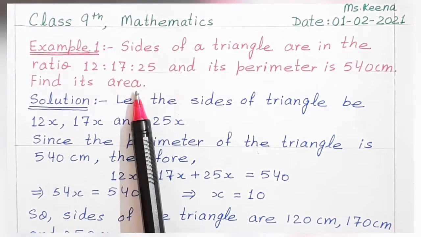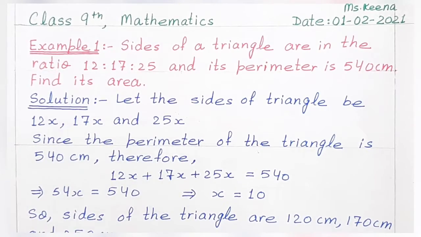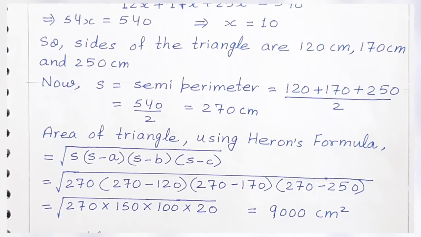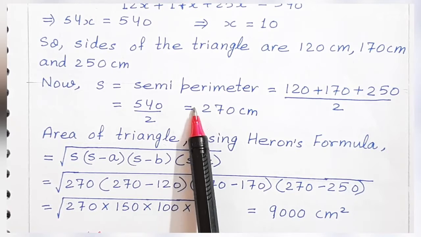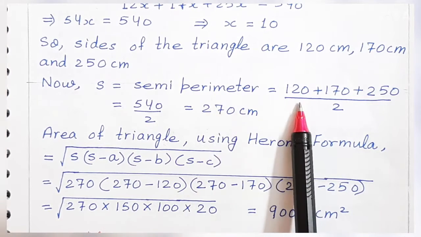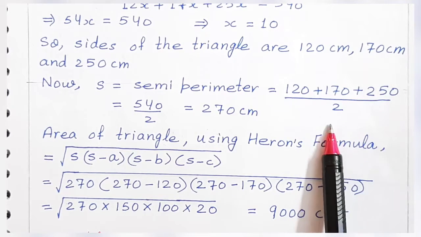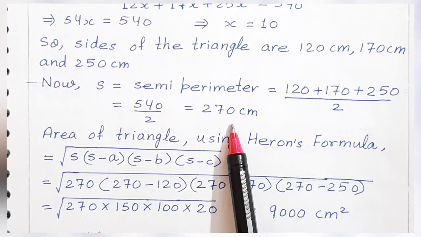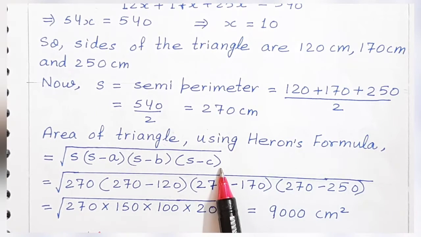Now we know all the three sides. Let us find the area. Now in order to find the area, we need to apply the Heron's formula. So let us find the semi-perimeter first. That is 120 plus 170 plus 250 upon 2. So that comes out to be 270. Right? So let us put the values in the formula now.